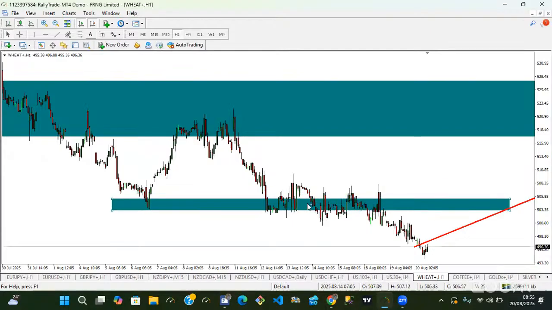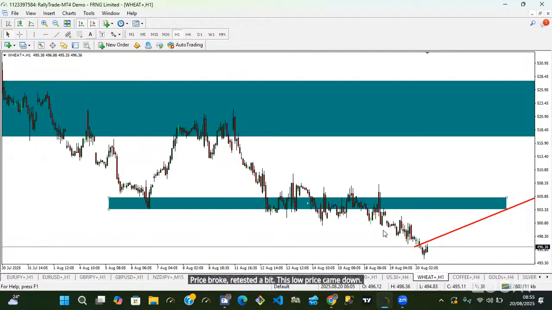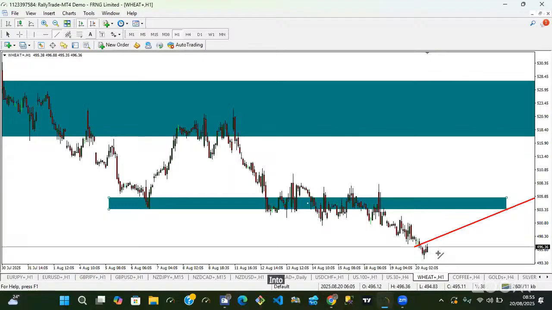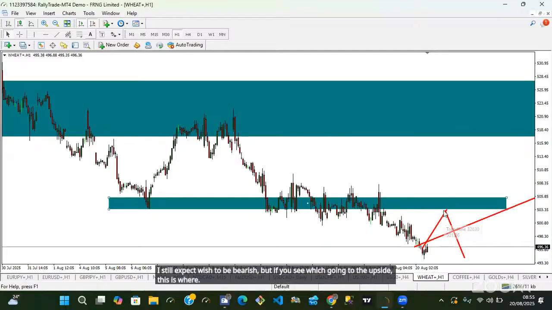Price broke, retested a bit. This low, price came down. It has broken this low now, and I'm expecting a retracement into these levels for us to have a continuous sell. So I still expect wheat to be bearish. But if you see wheat going to the upside, this is where I expect it to get to before it turns and continues going to the downside.